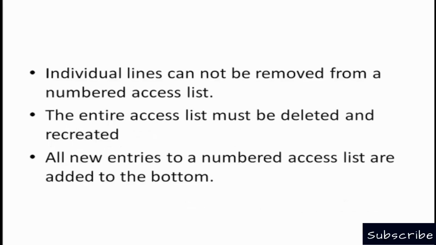An individual line is never removed from a numbered access list. So if you are using a numbered access list, you can't remove a single line from in between. You need to remove the entire access list, make changes in it, and apply the entire access list again. But you can't change one line.